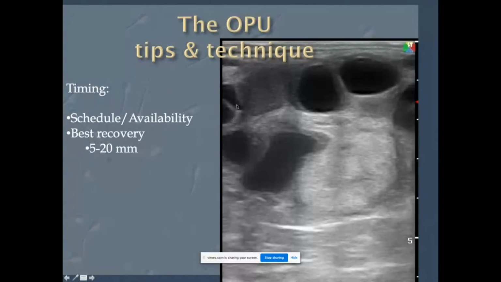This is a very nice ovary for aspiration. Most of these follicles are about 10 millimeters, give or take. There's a CL, so you don't have a big dominant follicle in the way. And so it should be a good ovary to aspirate.